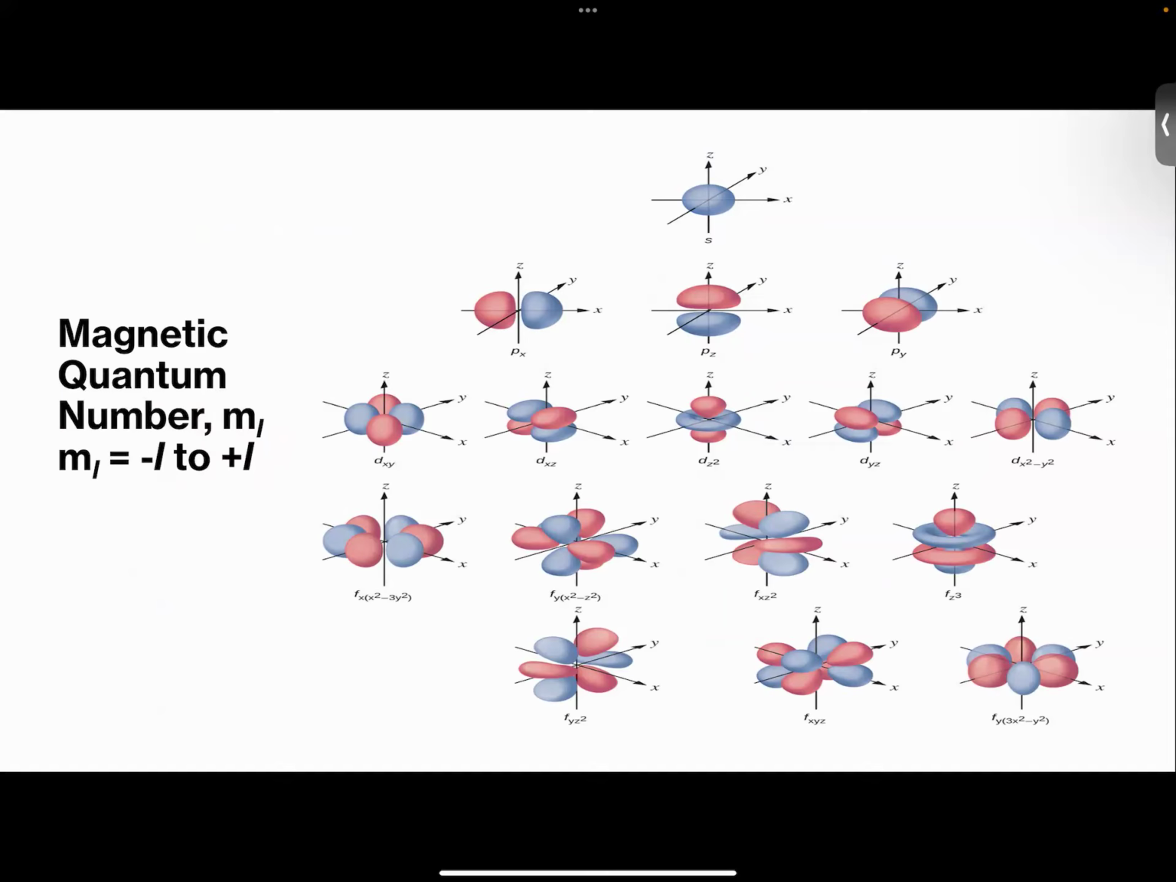Magnetic quantum number. The m sub L, the formula is that it can be anything from a negative L to a positive L on a number line.